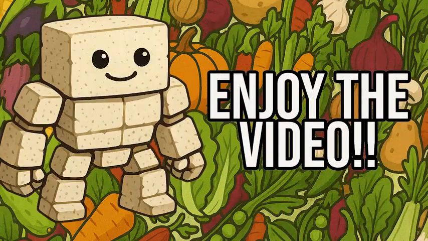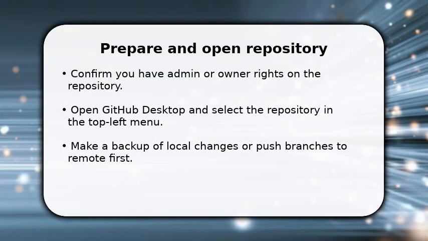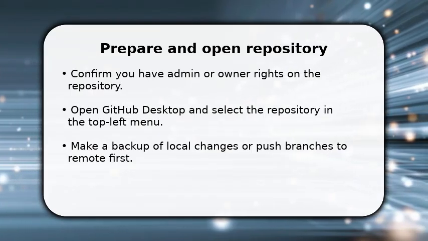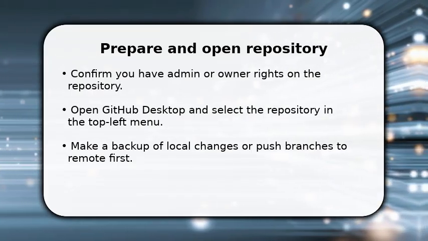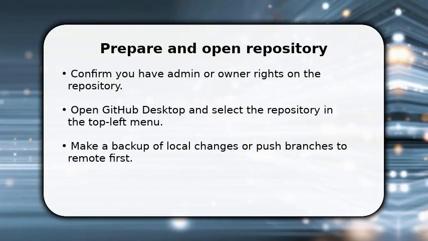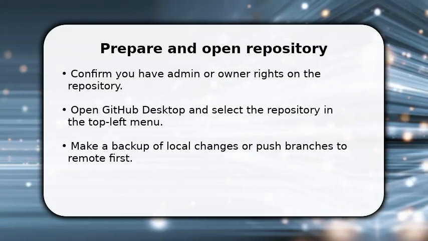Please enjoy the video. You need admin or owner rights to remove a repo, so confirm that now. Open GitHub Desktop and choose the repository from the top left repository selector. This targets the right project.